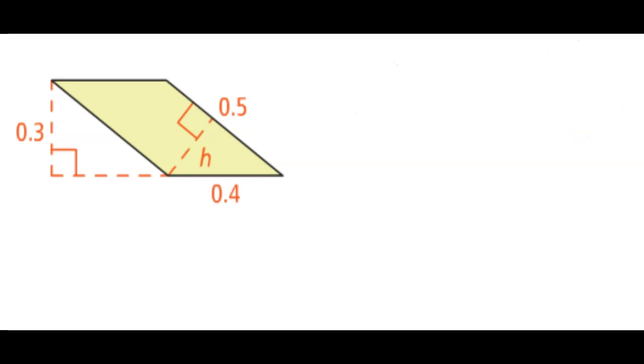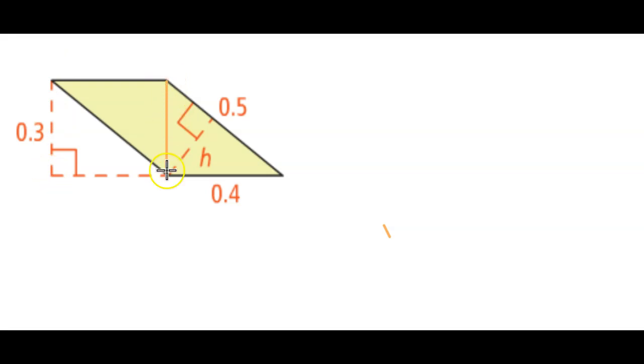Try this one out. So this one's kind of like what we were showing earlier on the manipulative, but we couldn't turn that triangle around. This one has a base of 0.4 and the height is outside the parallelogram. Notice if we drew this line right here, we'd still get a height of 0.3. So we can still use this. They just drew the height on the outside.